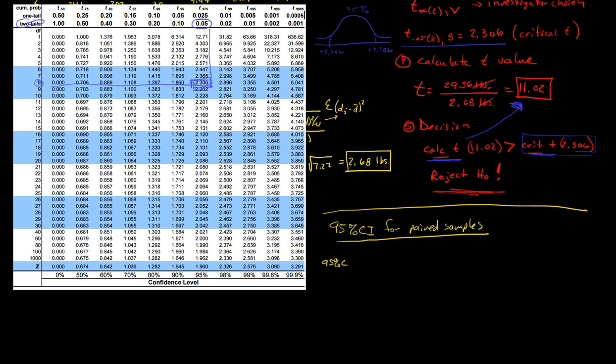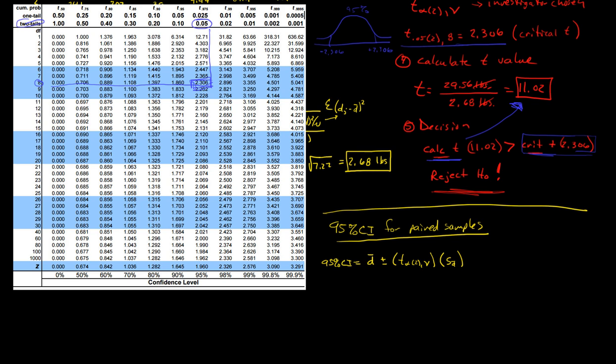The 95% CI equals our D bar, and then to that you're going to add and subtract the product of the critical t. Well, what's your critical t? That's the t that you chose at alpha two-tailed at your degrees of freedom, multiplied by the standard error of these mean difference scores.